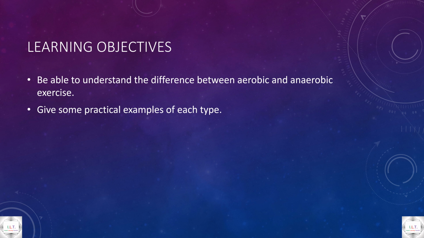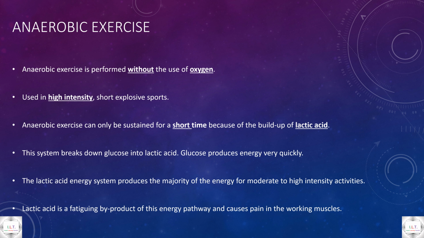So in this video we're going to be able to understand the difference between aerobic and anaerobic exercise and also be able to give some practical examples of each type. So anaerobic exercise is the first one that we're going to look at, and this is performed without the presence of oxygen, and it's used in high intensity, short explosive sports. Anaerobic exercise can only be sustained for a short amount of time due to the build-up of lactic acid.